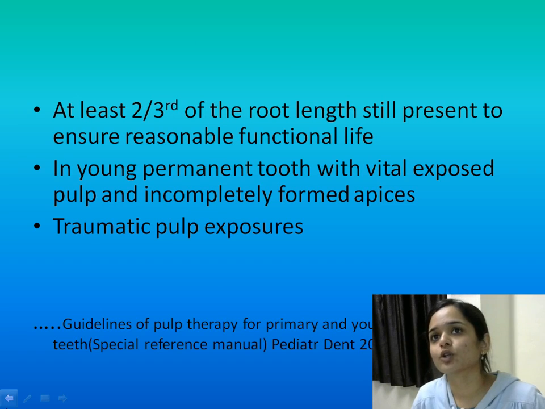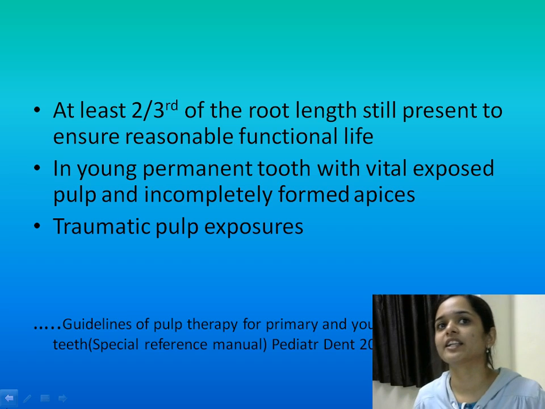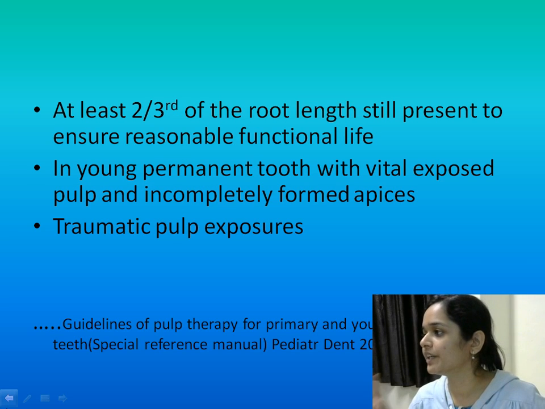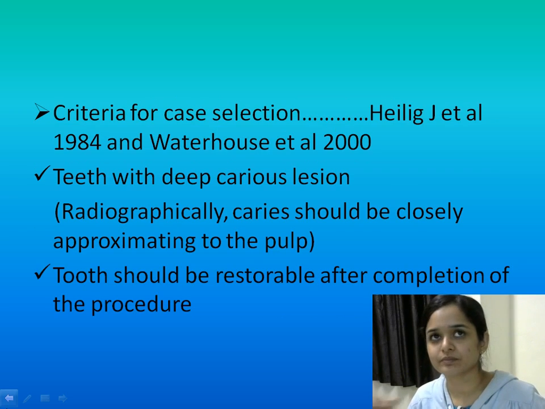At least 2/3 of the root length should still be present to ensure reasonable functional life in a young permanent tooth with vital exposed pulp and incompletely formed apices. This is the most common indication because you want to close the apex. Okay, and traumatic pulp exposures. These are all the indications for pulpotomy.